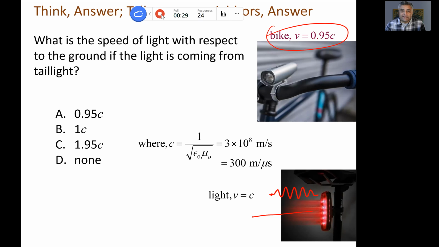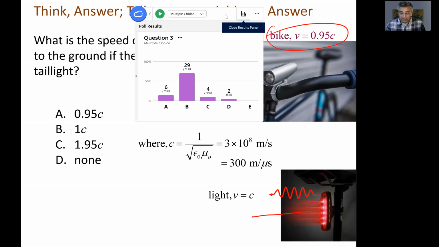And 30 more seconds. Five more seconds. 5, 4, 3, 2, 1, and it stops.